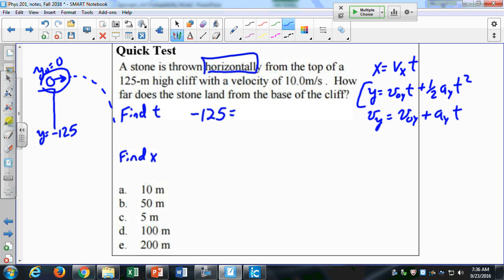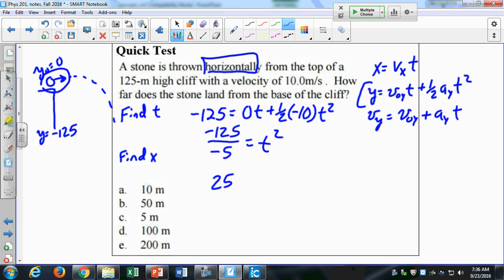So negative 125 equals 0 times t plus 1/2 of negative 10, that's my acceleration, times t squared. So that works out to be negative 125 over negative 5 equals t squared. That's 25, square root equals t. So t is equal to 5 seconds.